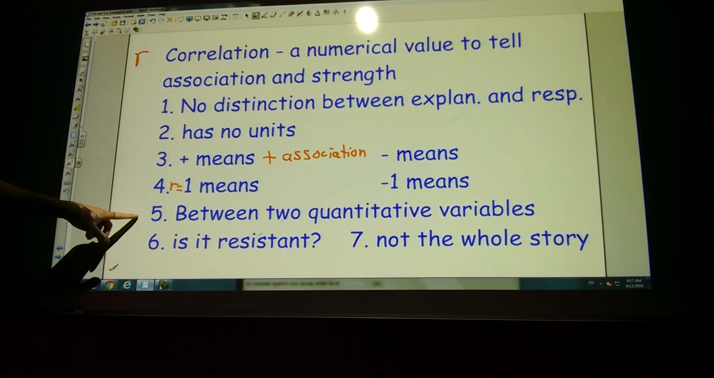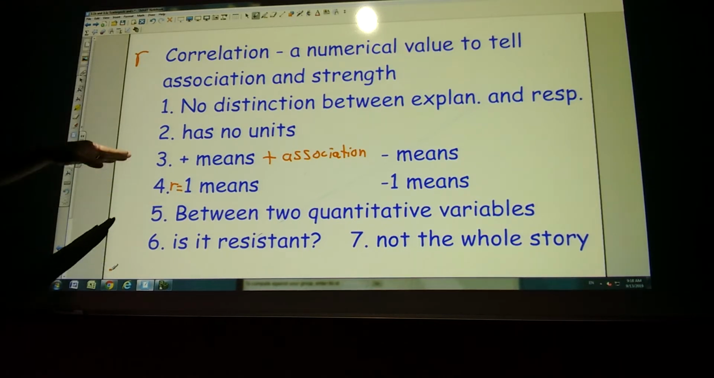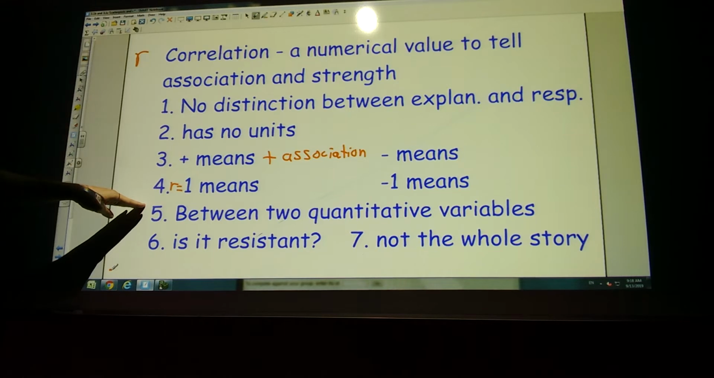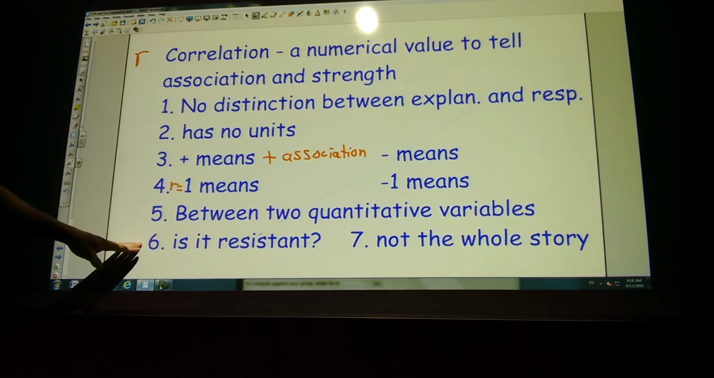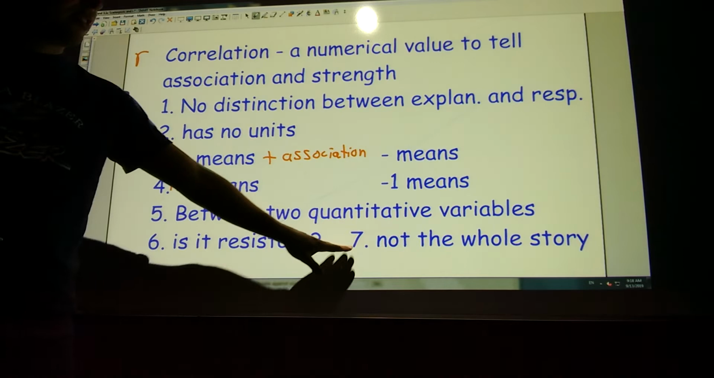Number 5. It has to be between 2 groups of numbers. It says quantitative variables. It cannot be what is the relationship between the positions on a football team and their weight. You can't find an R value because it would be quarterback, running back, wide receiver, linebacker. Those aren't number values. Weights are, but you need to have 2 groups of numbers. Is it resistant? We'll find that out in a second. And also, it is not the whole story.